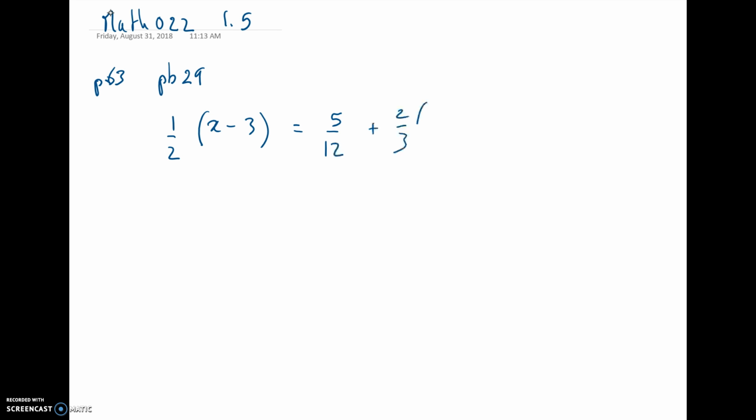All right, so we are in Math 022, page 63, and we are doing problem 29. It's about section 1.5. So on problem number 29, you have 1 over 2 times x minus 3 equal 5 over 12 plus 2/3 of 2x minus 5.